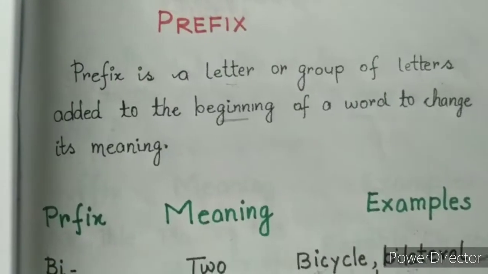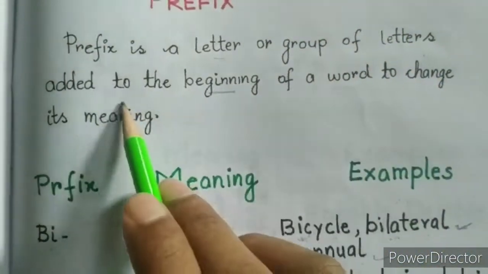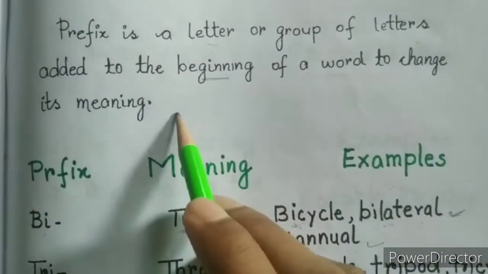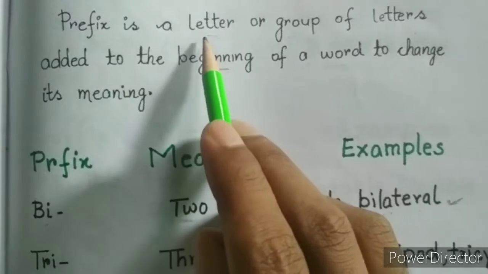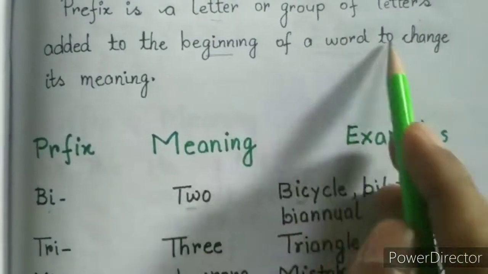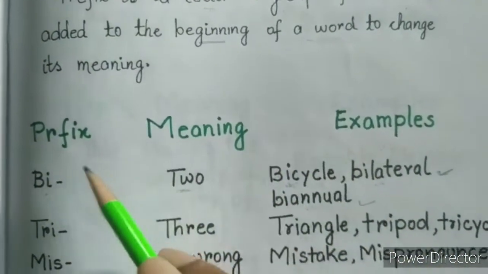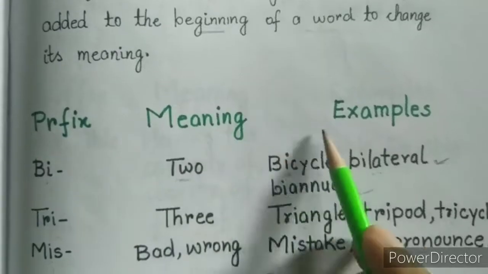Let's begin with the definition of prefix. Prefix is a letter or group of letters added to the beginning of a word to change its meaning. Well, it simply means one letter or more than one letter that is put in the beginning of words to change their meaning the way we want, right? So I have listed a few prefixes with their meaning and examples.